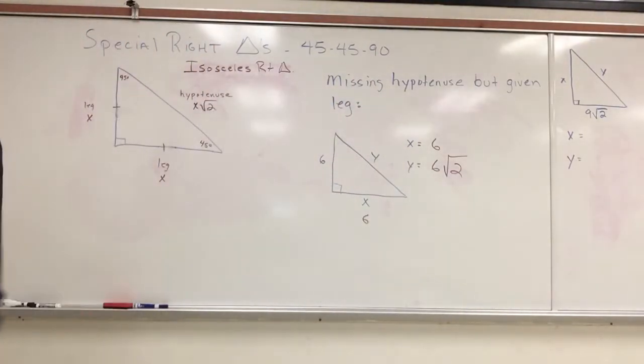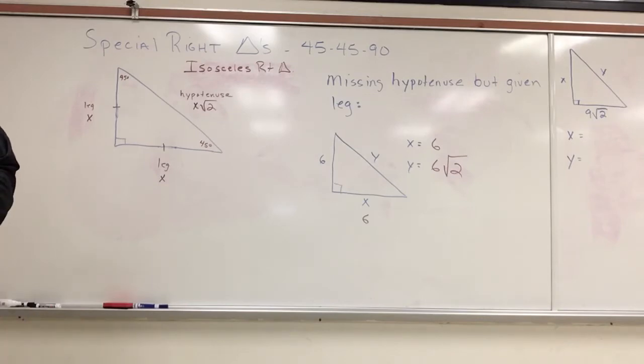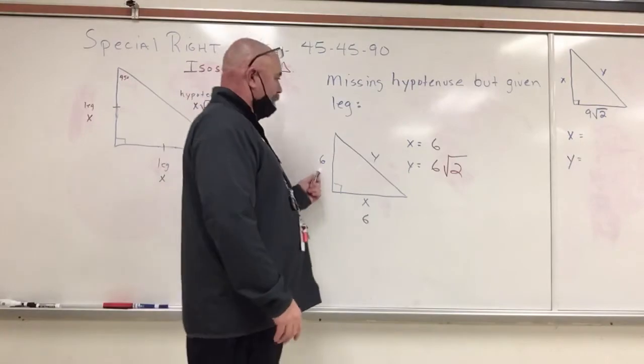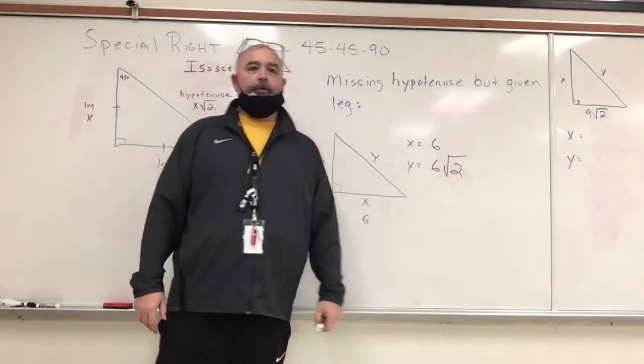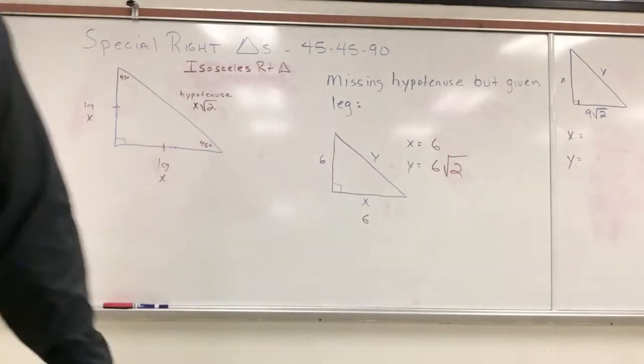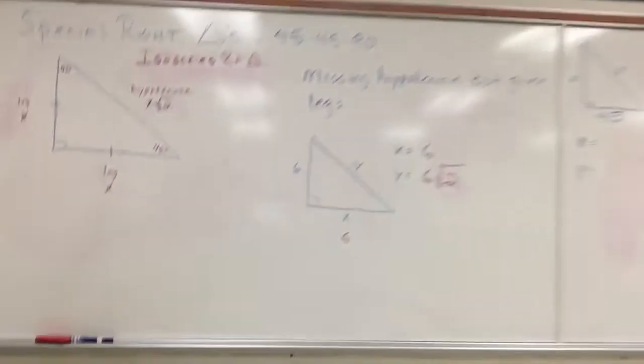That's all you write. Is that hard? That is not hard at all, right? No exact number. That's all you're writing right there. So in order to figure out the hypotenuse, you just take the leg and you multiply it times the square root of 2. Just like that, for every single problem, if you're missing the hypotenuse.